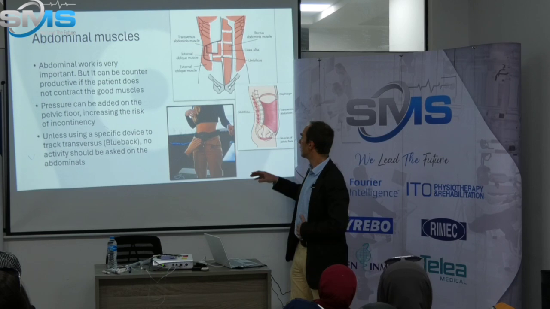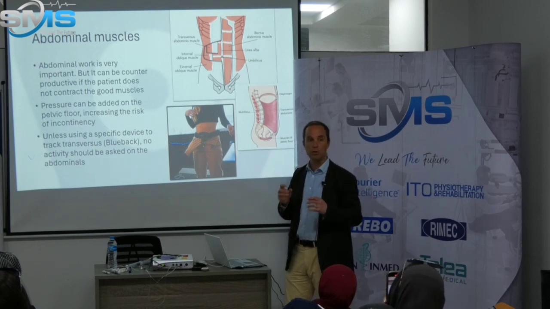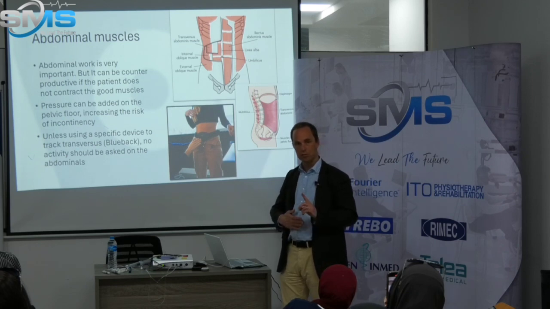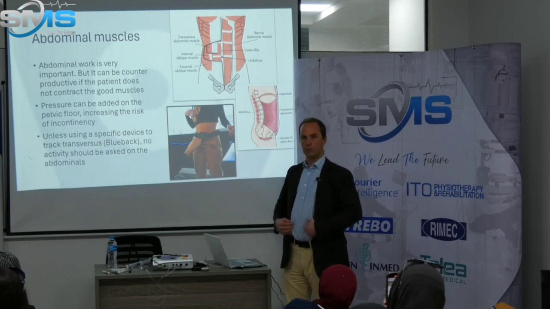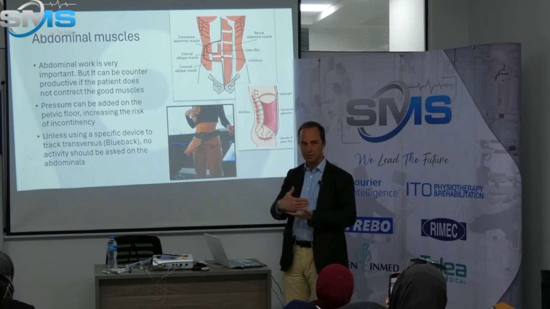If you have worked with her on a breathing exercise and so on, and you're sure she can contract her transversus, that's good because the transversus is very good for stability and also for continence when he's working the right way with the pelvic floor. But it's very difficult to be sure of this.